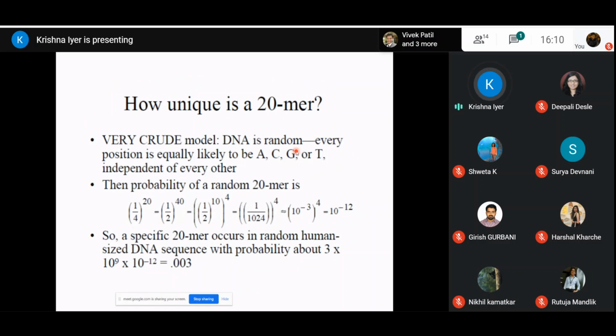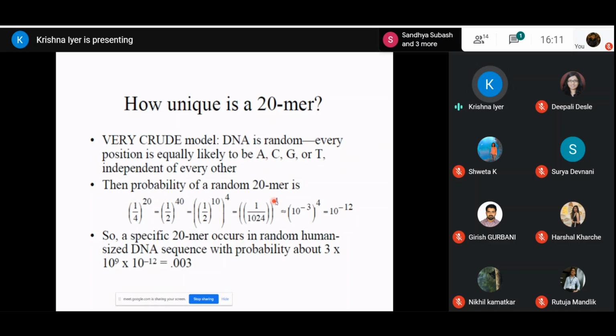Now why do we use a 20 mer? The reason we use a 20 mer is simply this. If you look at the probability, let us say I have a 20 mer of a given sequence. The chances of that sequence occurring at random, let us say that sequence is ACGT, again ACGT, again ACGT, 5 times. That gives me that 20 mer. The chances of that sequence occurring at random in a piece of DNA is simply this.